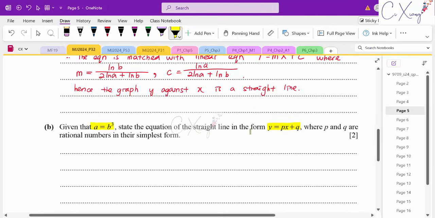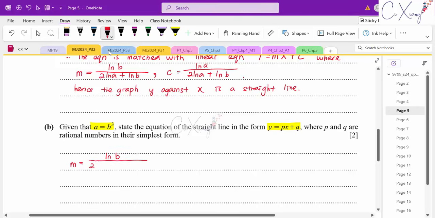Therefore, I have to substitute a equals b to the power 3 into my equation here. So let's substitute into the m first. So ln b, it is just ln b, then divided by 2 ln a. So what is 2 ln a here?